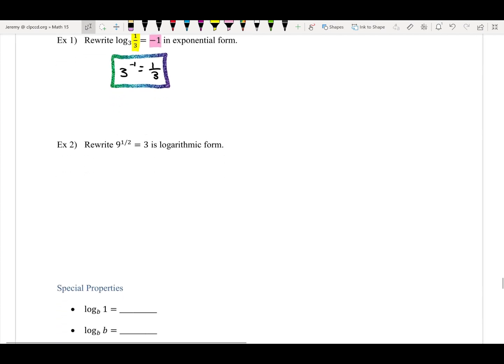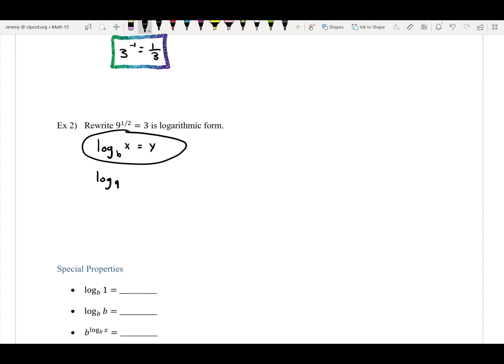Okay, example 2, we want to go the other direction. So we want to rewrite 9 to the 1/2 is equal to 3. We want to write this in logarithmic form. Okay, so when writing something in logarithmic form, it's going to be log base something. And like I said before, the base is kind of the easy thing because it's the same as the base in the exponential equation. But it's going to be log base b of x is equal to y. Okay, so for this one, the base b is going to be 9.